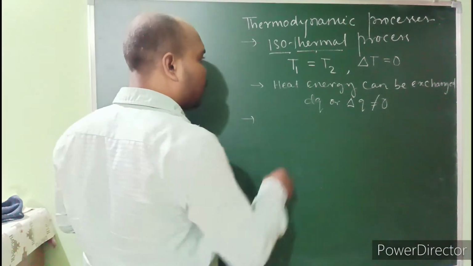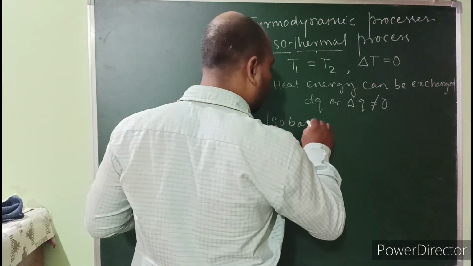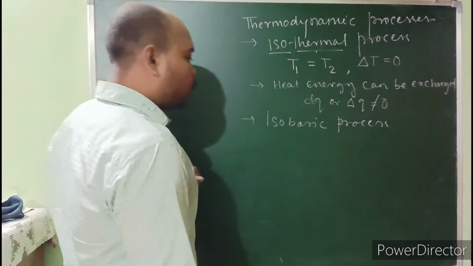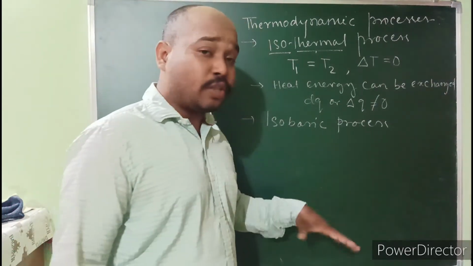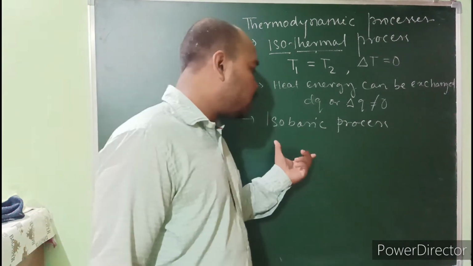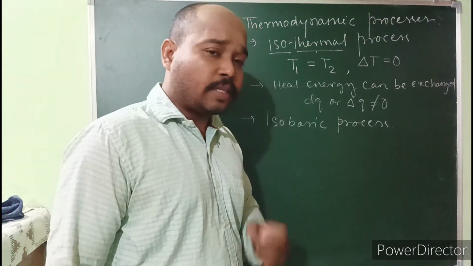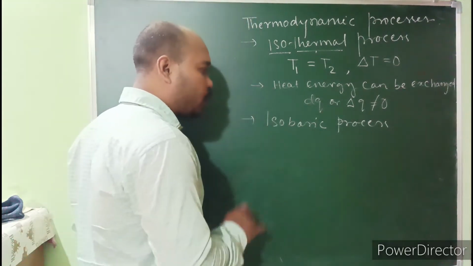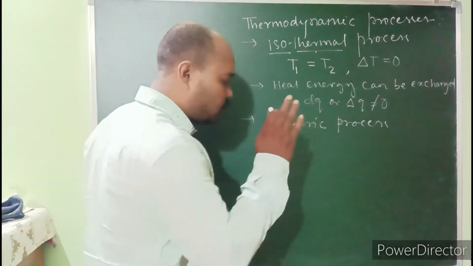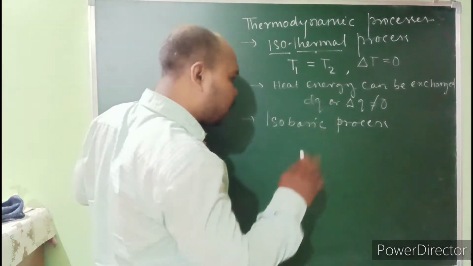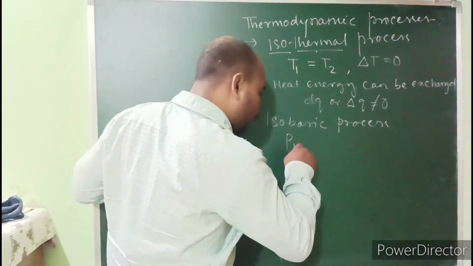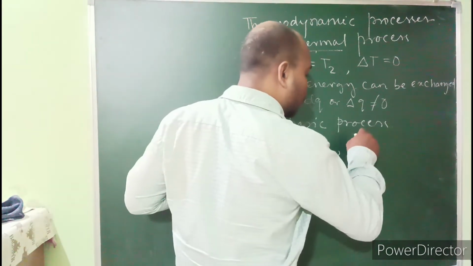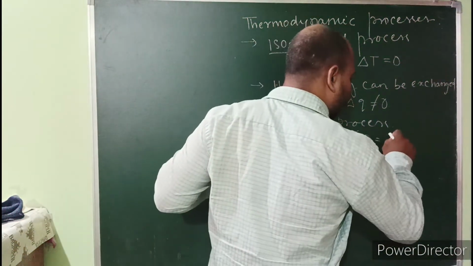Now the second one is the isobaric process. If the pressure of a system is maintained constant, then we will say that it is an isobaric process. A system in which pressure remains constant is called an isobaric process. Then the initial pressure P1 equals the final pressure P2. For that purpose, the change in pressure, that is del P, is equal to 0.